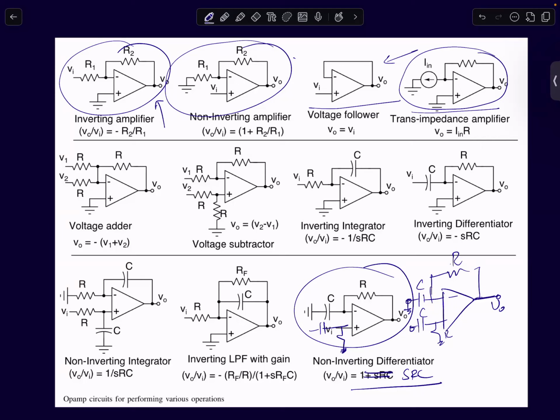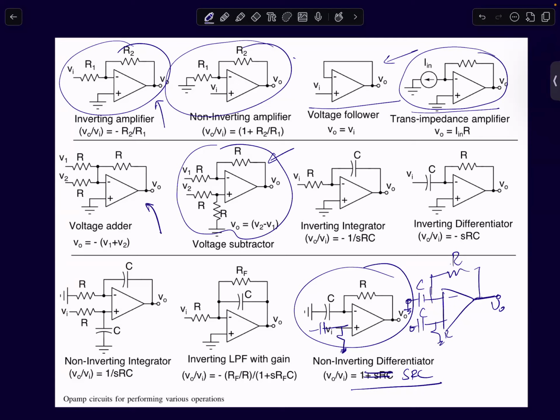The second row, these two circuits, they are adders and subtractors. They can add two voltages and subtract two voltages. So this is an inverting adder. We also discussed a circuit for a non-inverting adder, but I'm not showing that because this is more commonly used. An inverting adder. This circuit is a voltage subtractor. It can subtract two voltages.